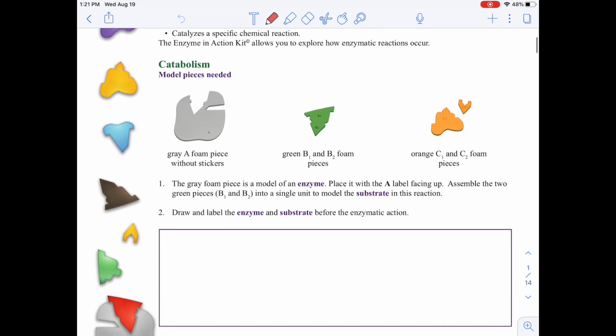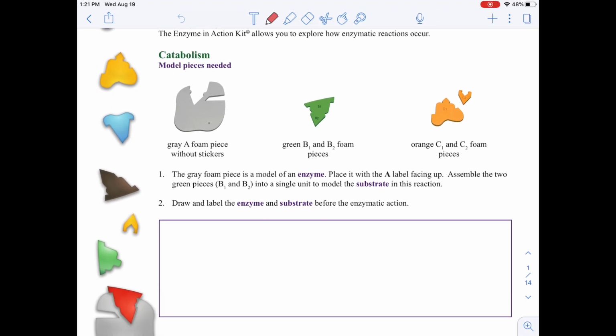Right, so the first thing we're going to take a look at is catabolism. So I'm going to get out those three pieces that they show you here. All right, so I have this gray foam piece, the green foam pieces, and orange foam pieces. It says the gray foam piece is a model of an enzyme. Place it with the A label facing up. Assemble the two green pieces into a single unit to model the substrate. So I'm going to show you here in a second. It looks very similar to the picture.